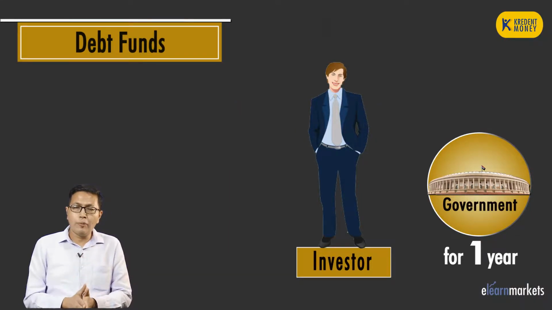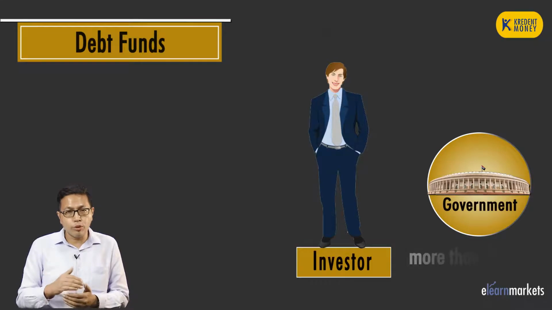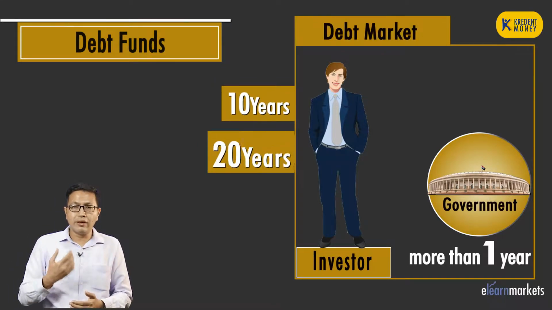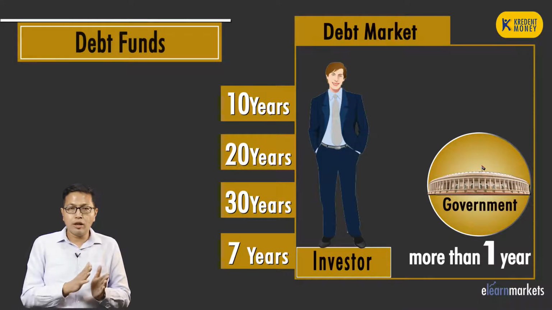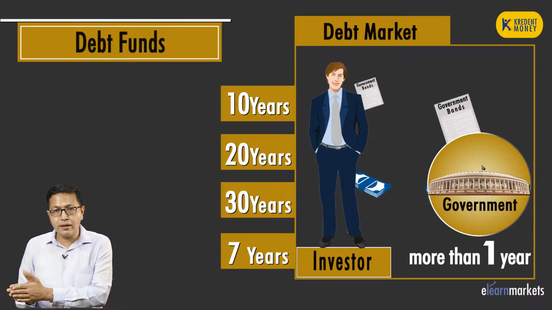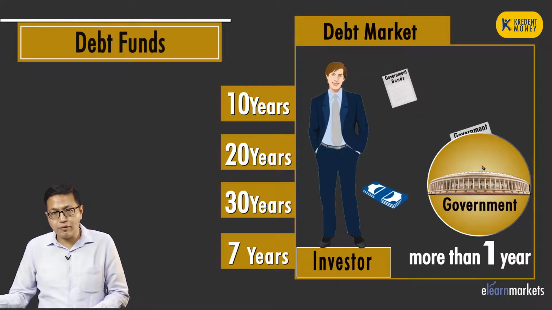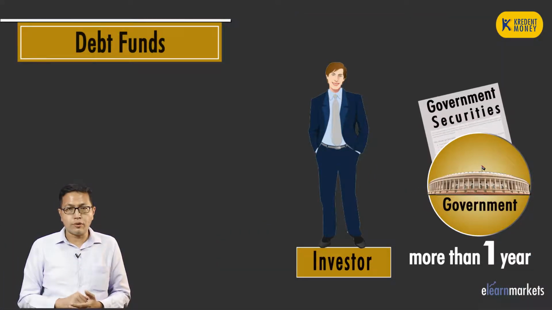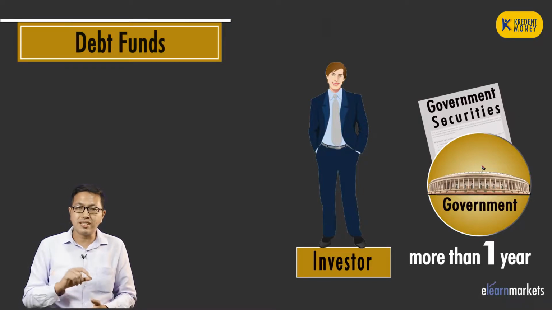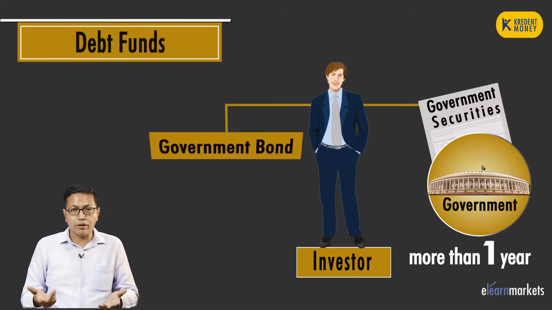And whenever the government needs money for the long term, meaning more than 1 year, like 10 years, 20 years, 30 years, 7 years, any such duration, then the government will again come and sell the instrument, meaning borrow the money from the big investors in the debt market. Those instruments are known as government securities, otherwise in short form known as GSEC. It is nothing but a bond, but a government bond.